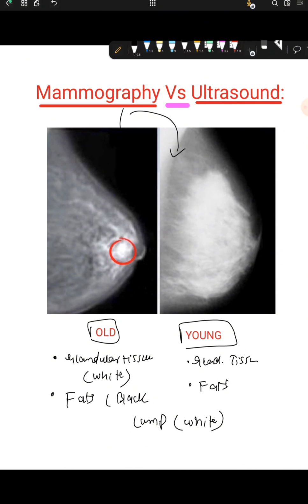In the young lady there are increased glandular tissues. In the old lady there are low glandular tissues. In the old lady the fat is increased, and in the young lady the fat is decreased. So when we do mammography, what will we see? You can easily see the lump, and the rest of the area is fat, which is black, right? It gives a black appearance.